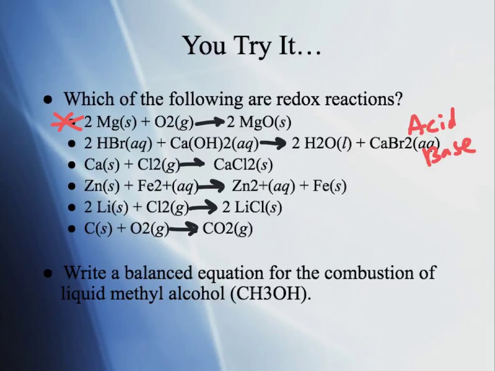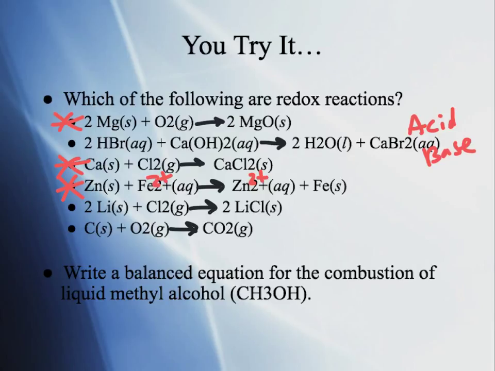All right, number 3, calcium, which is a metal, and chlorine, which is a nonmetal, react to form calcium chloride. Ding, ding, ding, that is a redox reaction. It's a metal and a nonmetal hooking up. Number 4, zinc reacting with Fe2+. There's a charge on Fe, and in the end we get zinc with a charge, and Fe has no charge. Ding, ding, ding, this is a redox reaction. It's probably not one that you guessed, though.